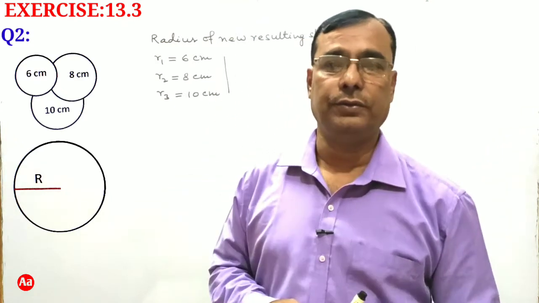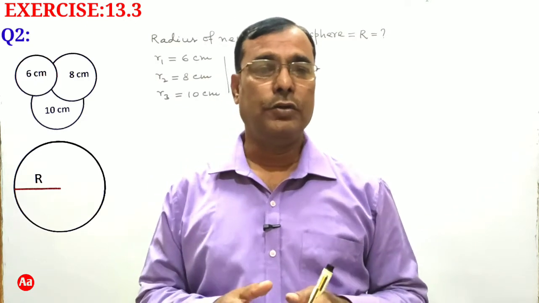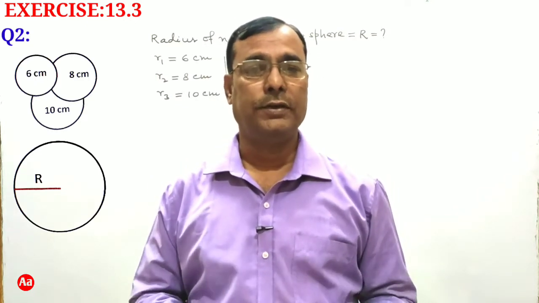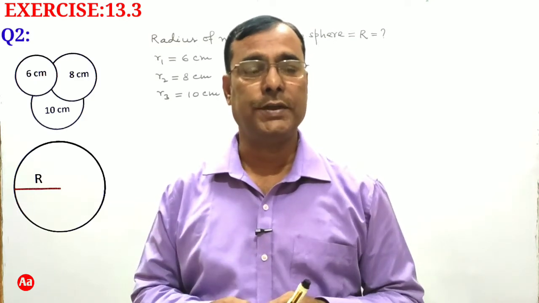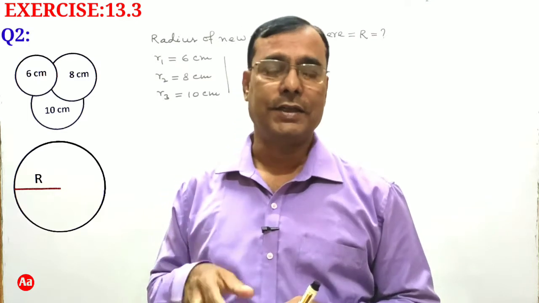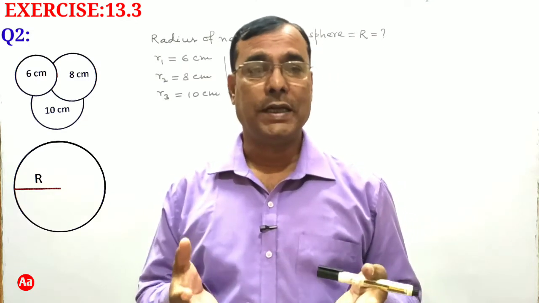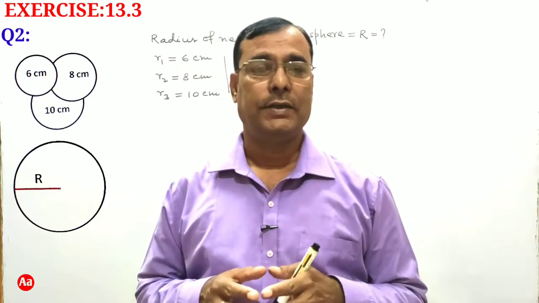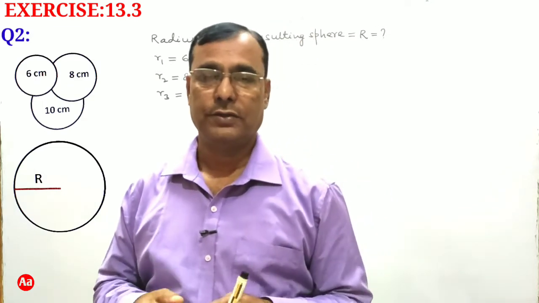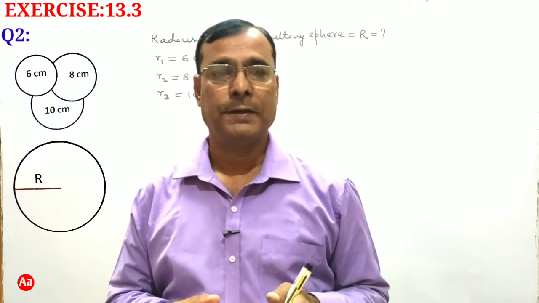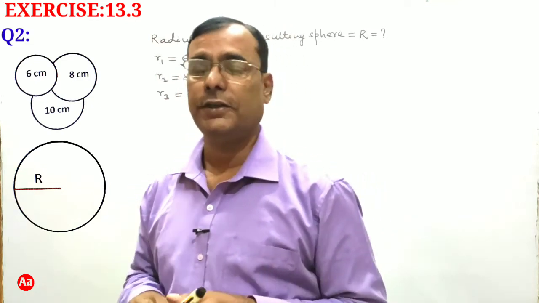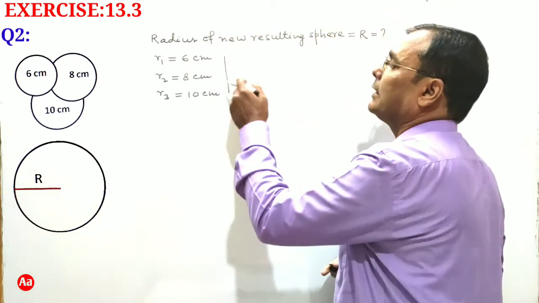So here also we are going to apply that volume of the new sphere is equal to sum of the volumes of the 3 given spheres of radii 6 centimeter, 8 centimeter and 10 centimeter, because 3 metallic spheres are melted together and a new single sphere is formed. So volume of new sphere is equal to sum of the volumes of the 3 spheres of these given radii.